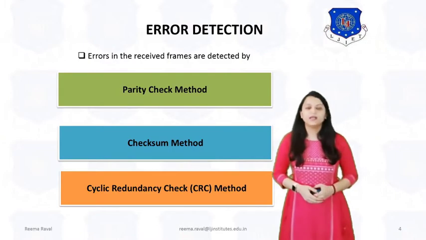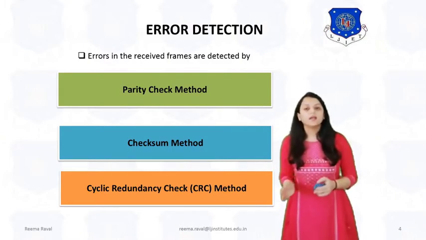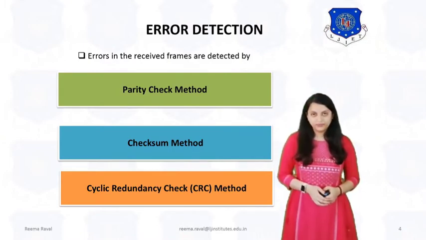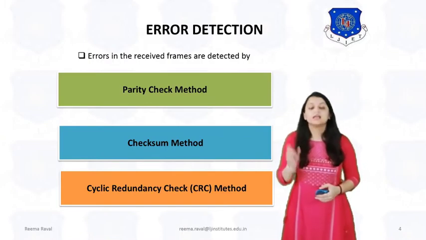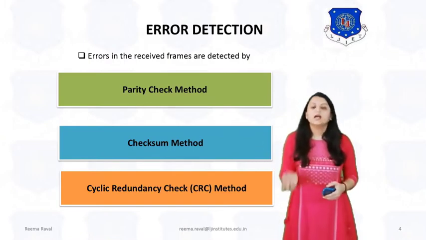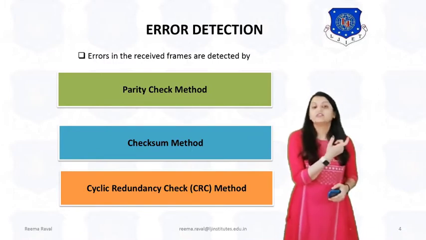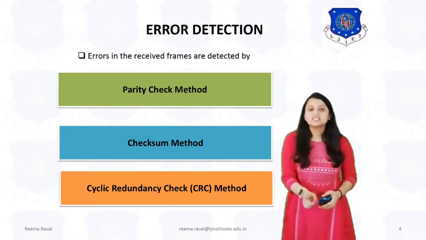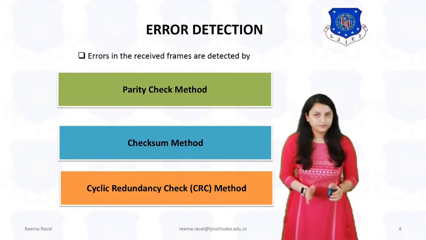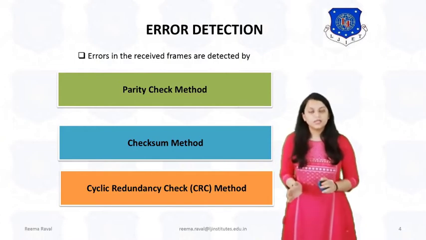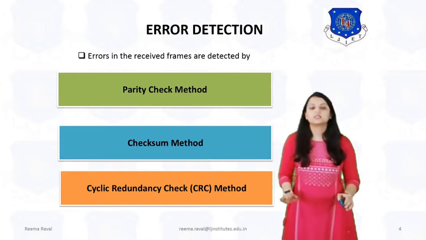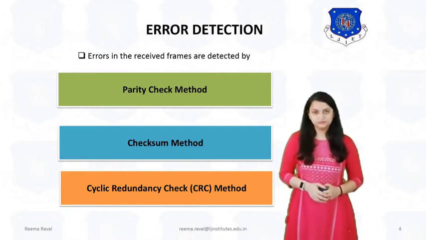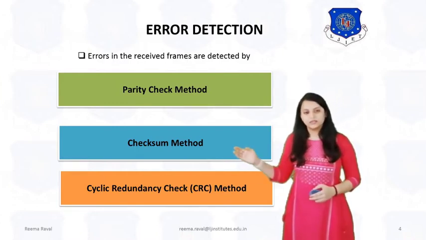In the parity check method, odd and even parity is set. If the transmitter has data to be sent with odd parity, and the receiver receives data with even parity, the receiver will understand that there is an error. But in which bit the error is and how we can correct it cannot be determined. Next is the checksum method.